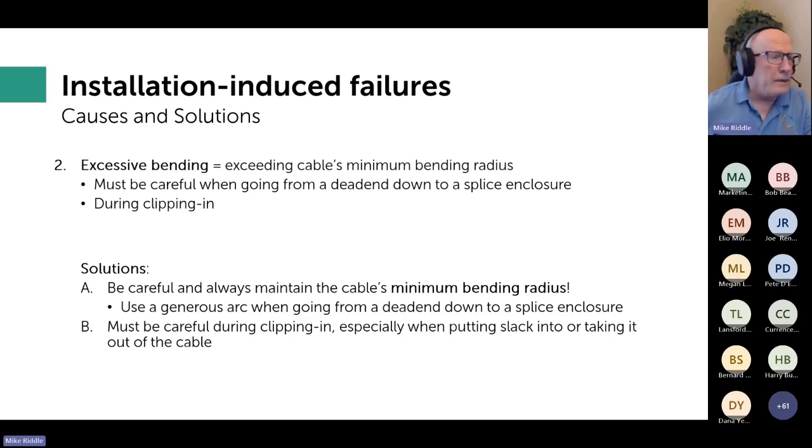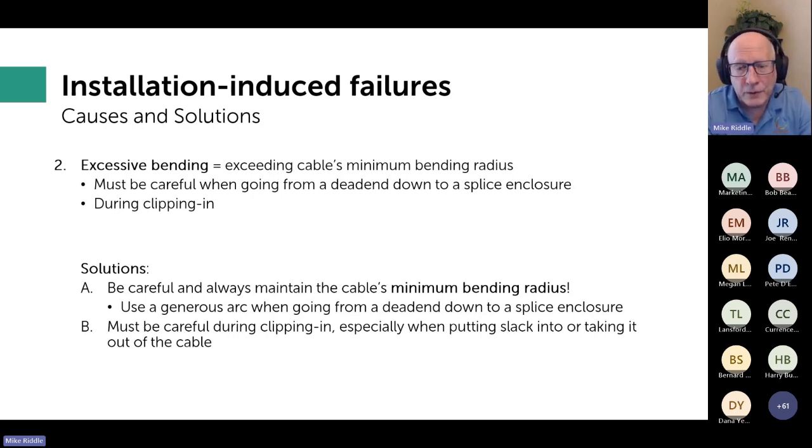Where does that happen? Typically, that happens when you're transitioning from a dead end to go down to a splice enclosure. You have to be careful to make sure that the arc that you make of the cable as it goes from the dead end to go down the structure, that you're maintaining that cable's minimum bending radius. The second time that it happens is during clipping in. So when you're installing the suspension units for the cable, what the crews will do is use some kind of a come along to get some slack in the cable.